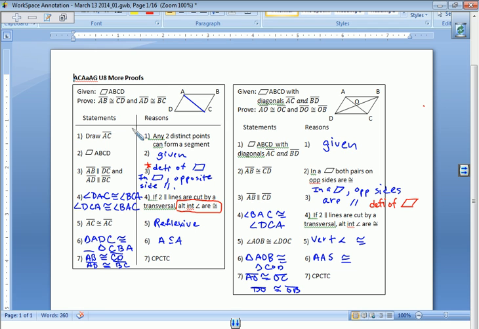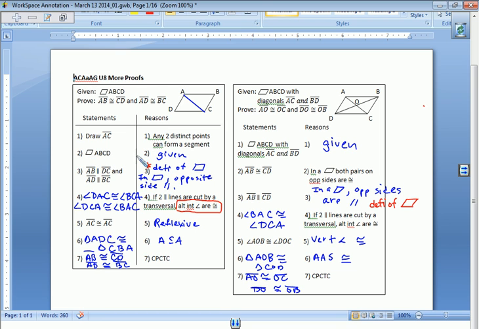And when I give you a new one like this, I give you both parts. I give you the statement, I gave you the reason. Any two distinct points can form a segment, and that's why we can draw it in there. And then we were given that ABCD is a parallelogram.